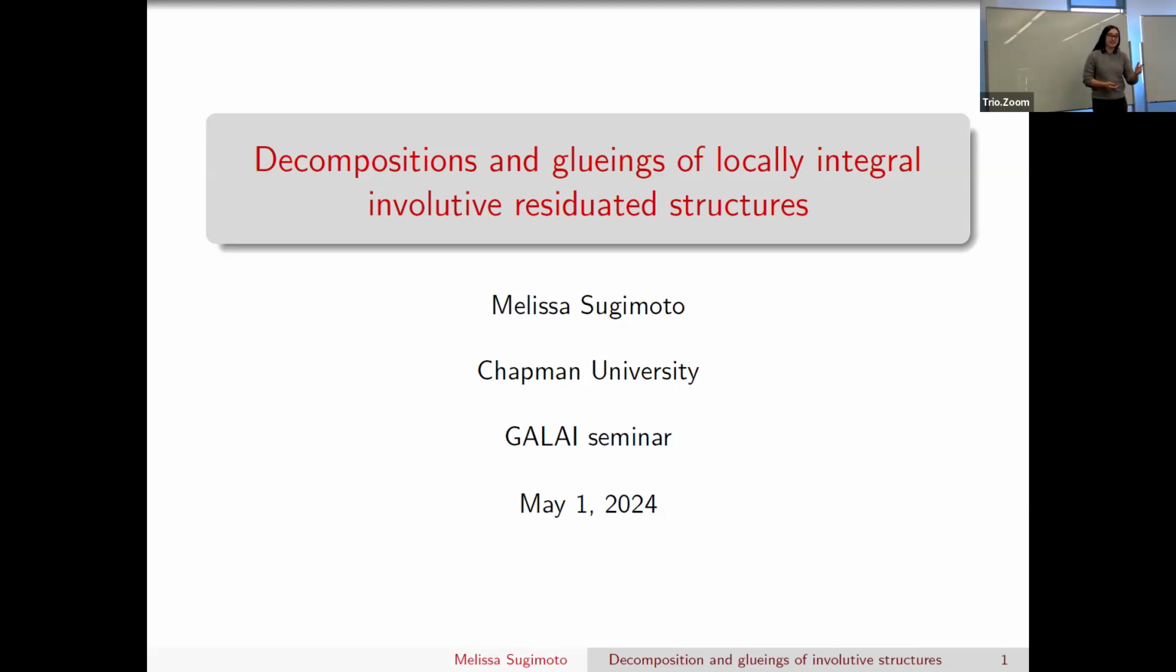As previously stated, I will be talking about decompositions and glueings of whatever these locally integral involutive residuated structures are. An alternative title of this talk could be, "What Have I Been Doing for the Past Few Months?" That is theoretically justifying my place here as a graduate student. And this is more or less going to summarize the main results that we found over the past several months since I arrived here at Chapman.